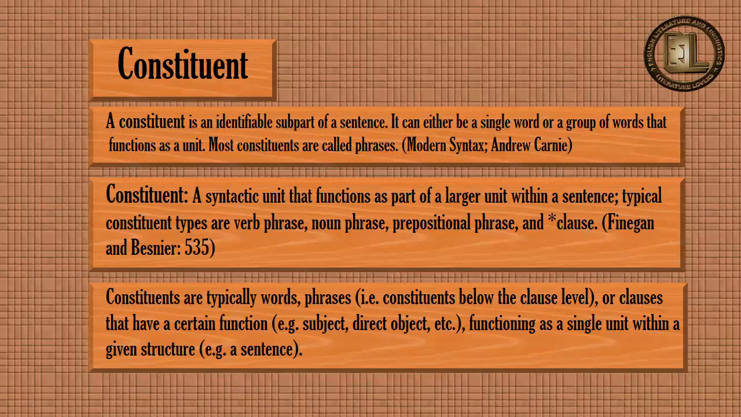The other definition is given by Finegan, which is a syntactic unit that functions as part of a larger unit within a sentence. Typical constituent types are verb phrases, noun phrases, prepositional phrases, and clauses. Constituents below the clause level, and clauses that have a certain function, for example, subject, direct object, etc., function as a single unit within a given structure, such as a sentence.